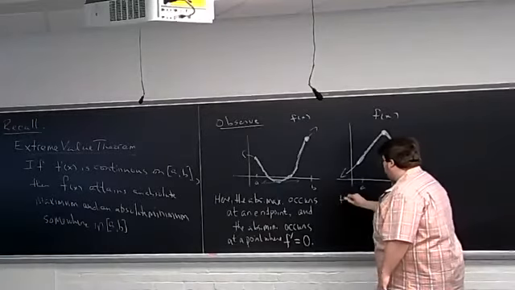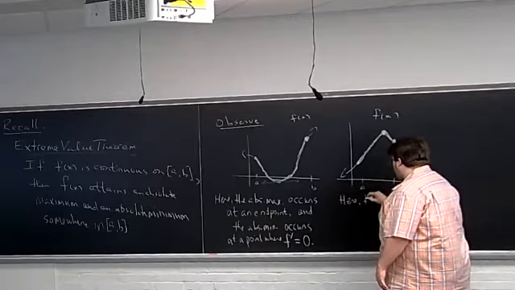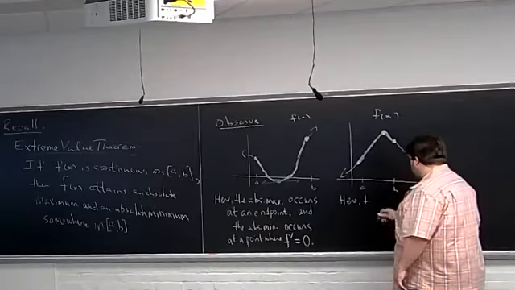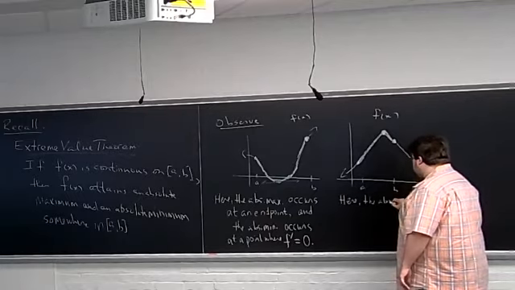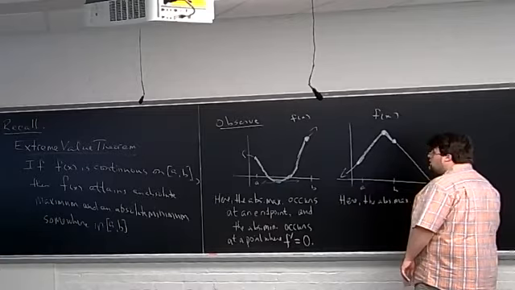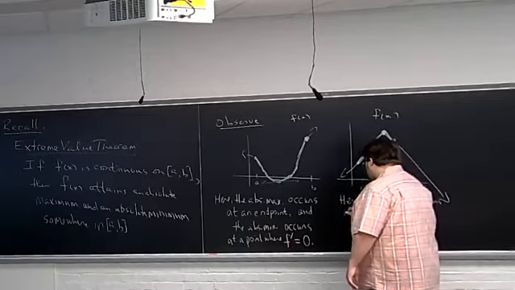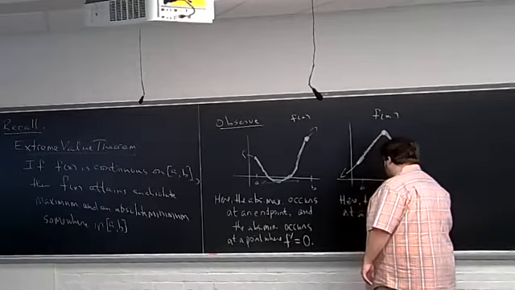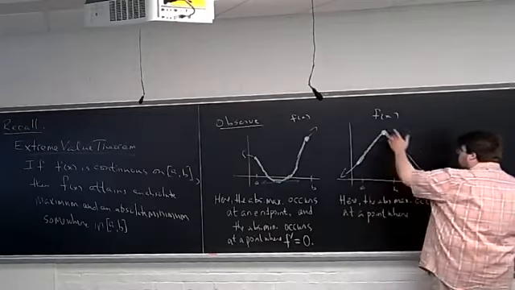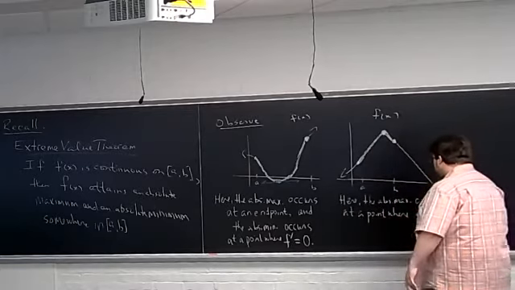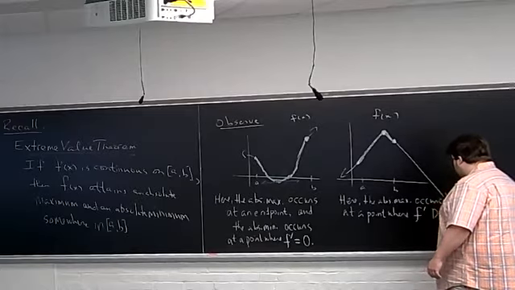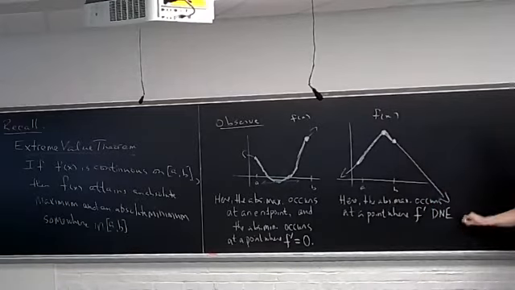That discussion is in more detail in last week's differentiability lecture. Here, the absolute maximum occurs at a point where, well, it's at that corner point, it's a point where the derivative does not exist. So f prime does not exist.